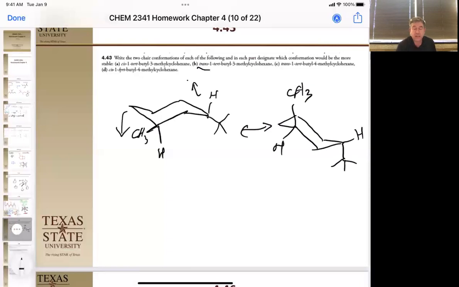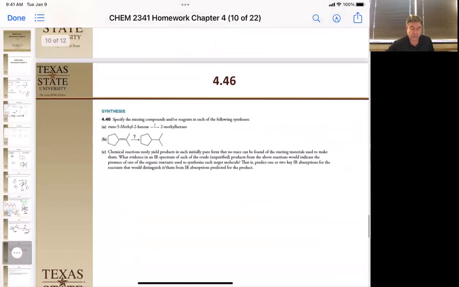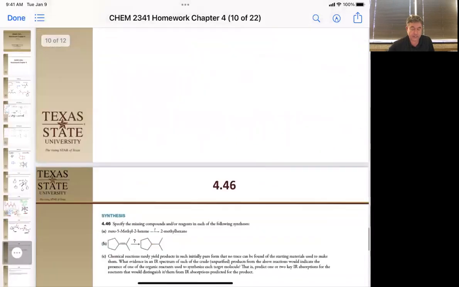So let's see, in this configuration, both of the groups are in their equatorial positions. In the other configuration, both of our groups are in axial positions. So that means that that's going to be the less stable version of this compound. Okay, moving right along to 46.